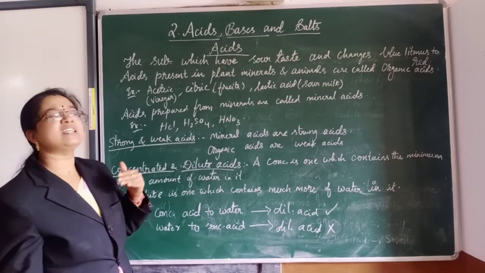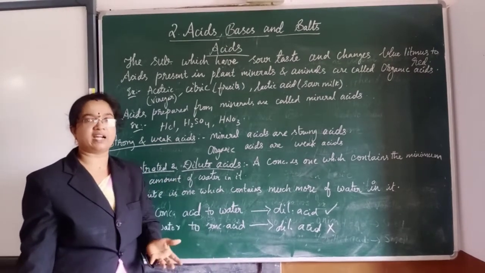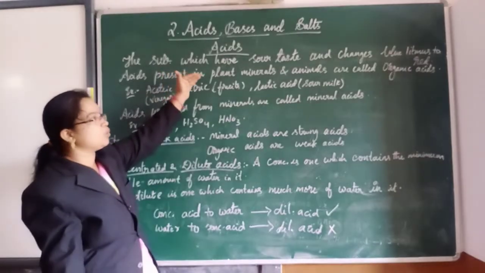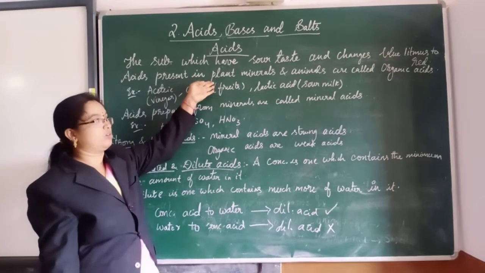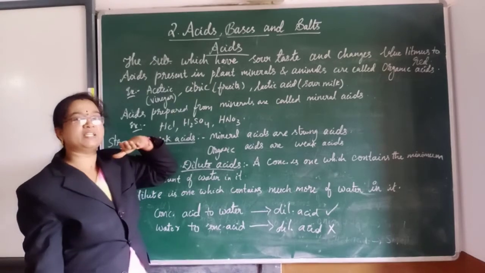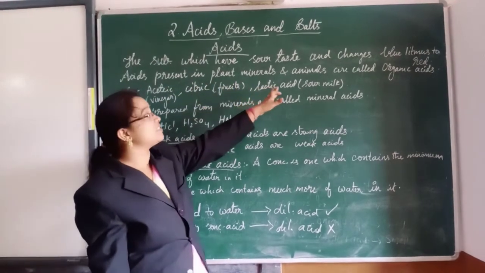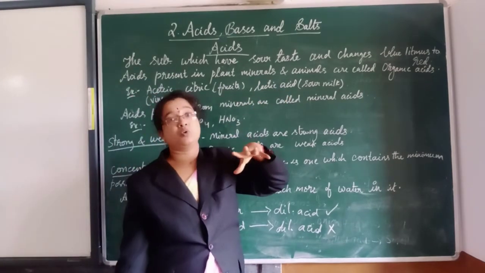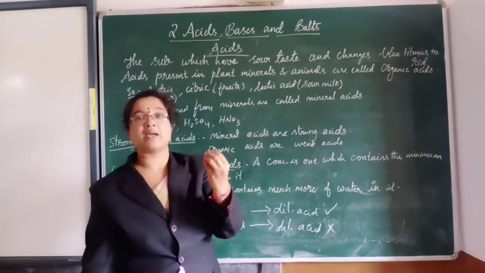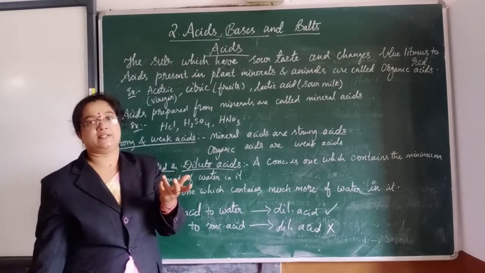Okay, so here different types of acids are also there. All the acids are not of the same kind. There are different types of acids, isn't it? So if we see, what are the two types of acids? Organic acids and mineral acids. Organic acids means the acids which are present in plants and animals. What we are getting from plants and animals, that type of acids we will call organic acids.